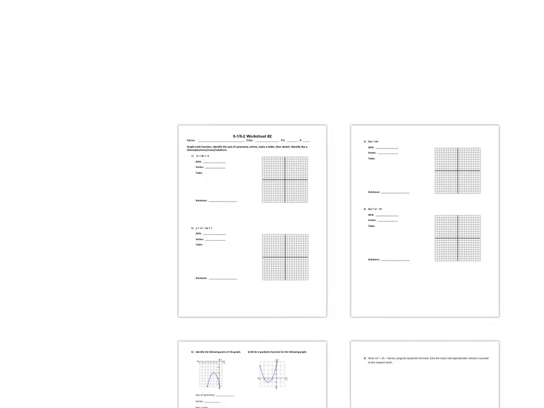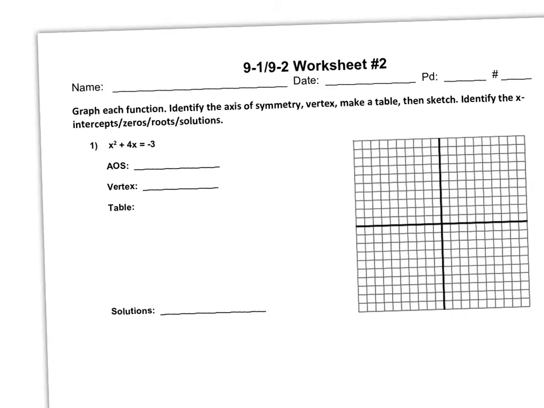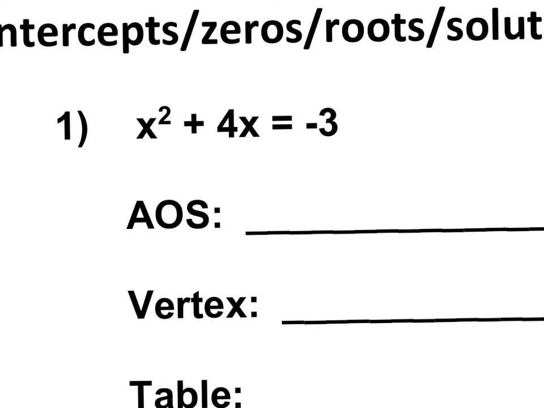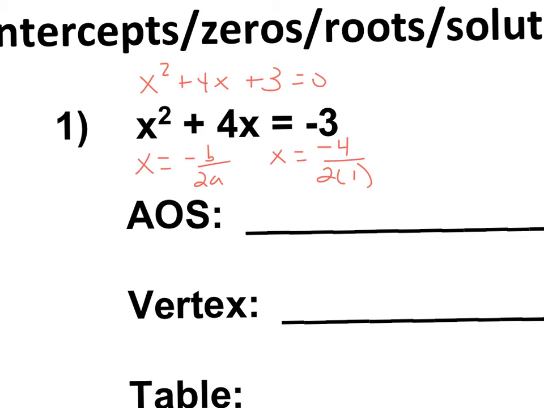Okay, so this is going to be the video answer key for 9192 worksheet number 2. First thing we're going to do on this first guy is go ahead and set everything equal to 0. So I've got x squared plus 4x plus 3 equals 0. So x equals negative b over 2a. So x will equal negative 4 divided by 2 times 1.